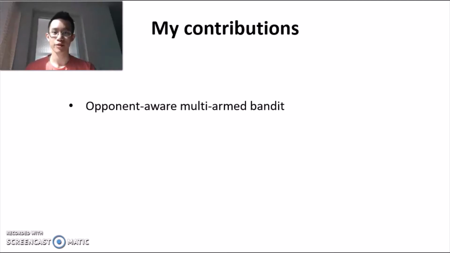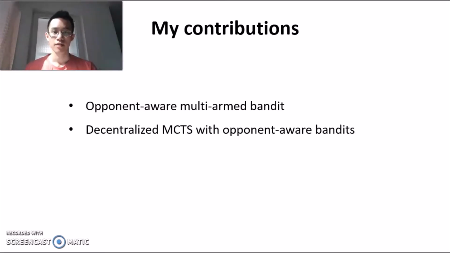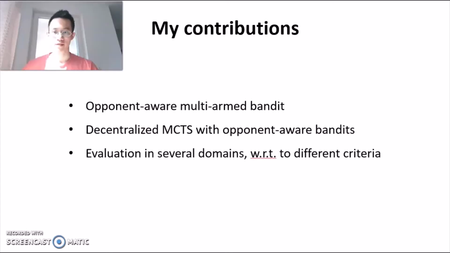So to sum up my contributions, there is an opponent-aware gradient-based multi-armed bandit. Then this new bandit is applied in a decentralized MCTS. In other words, every agent runs MCTS on their own. Finally, this new planning method is compared to other existing approaches in different domains and evaluated according to their performance and also their social behavior.